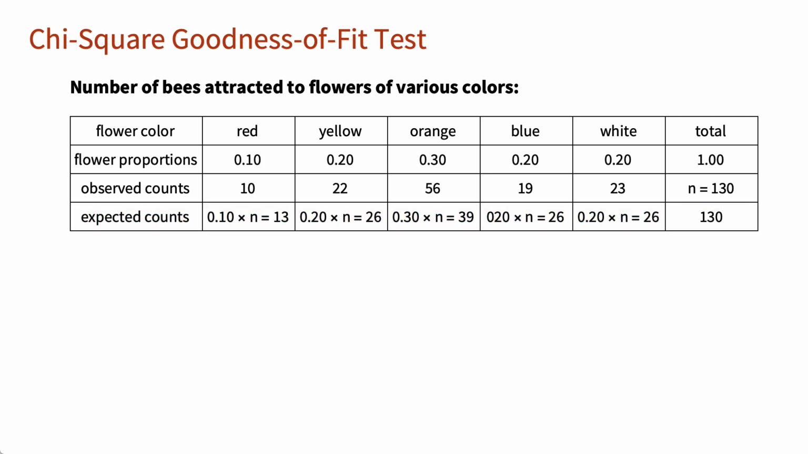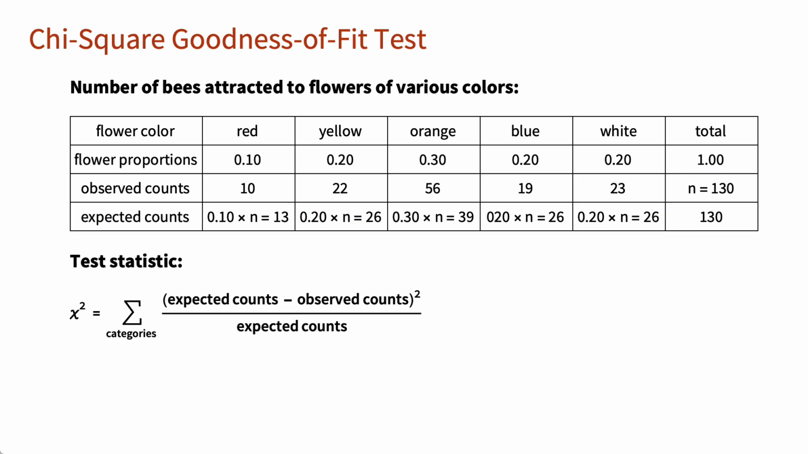The test statistic to be used here is the sum over all categories of the square of the expected bee counts under the null hypothesis for flowers of each color minus the actual observed numbers of bees that were attracted to that color, divided by the expected counts. This statistic is traditionally denoted by chi-square.